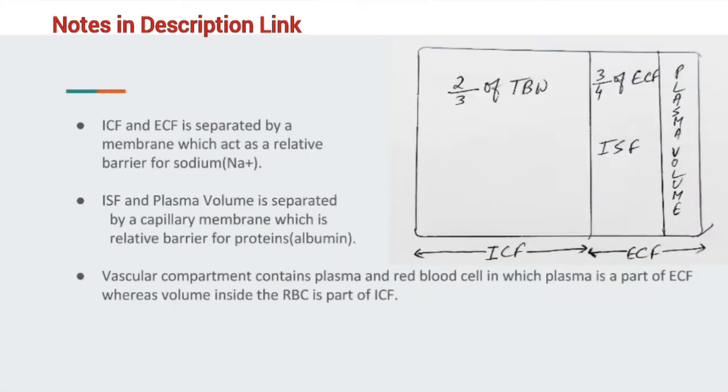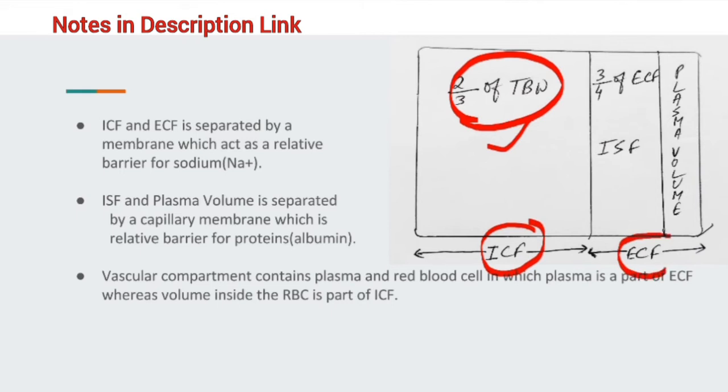In this picture you can see how the fluid which is present in our body is divided into different compartments. You can see that the intracellular fluid contains two-thirds of the total body water. The extracellular fluid consists of the remaining one-third of the total body water, and in extracellular fluid 3/4 is the interstitial fluid, and the remaining 1/4 of the extracellular fluid is in plasma volume.